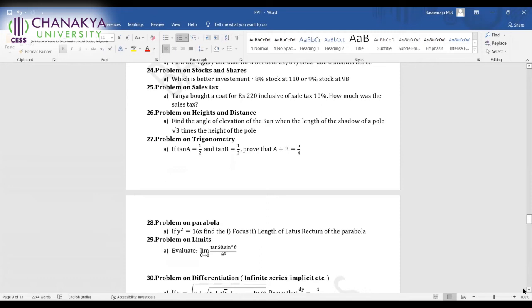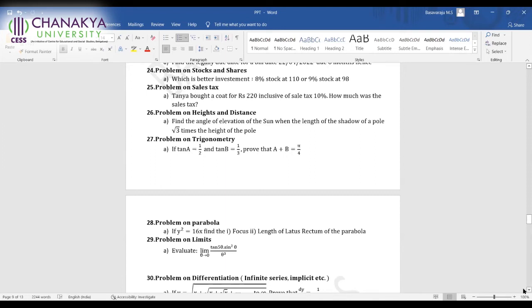The 27th one is from trigonometry, using the tan of A plus B formula. Tan of A plus B is equal to tan A plus tan B whole divided by 1 minus tan A into tan B. You are supposed to replace the given values in that. Make sure the value is equal to 1, so that you get tan pi by 4. You can cancel out tan on either side. So you get the final answer: the sum of the two angles is equal to pi by 4.